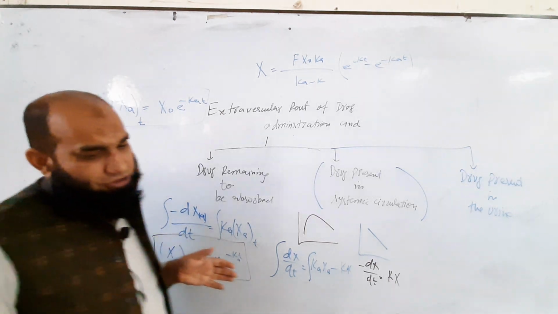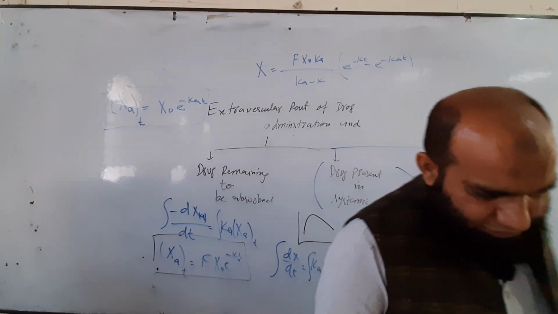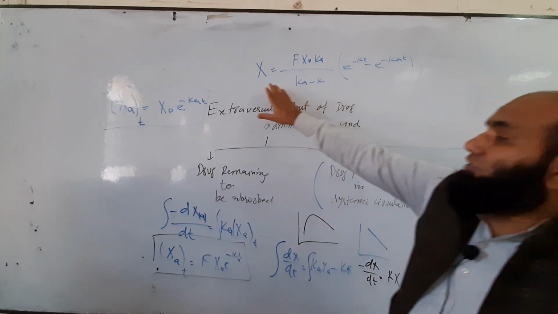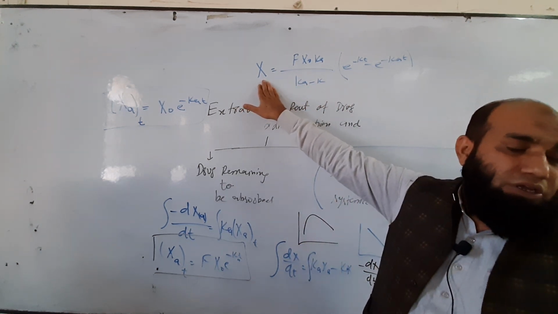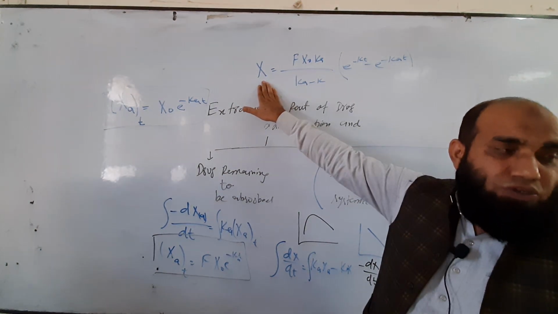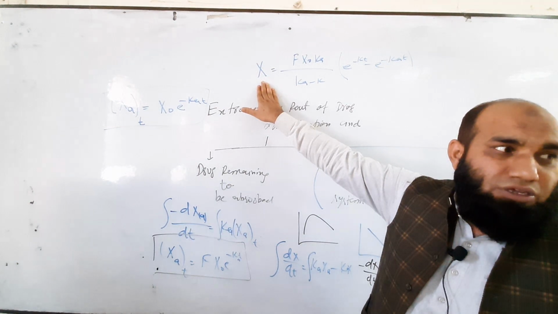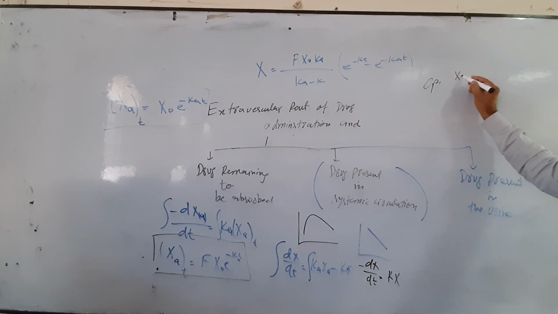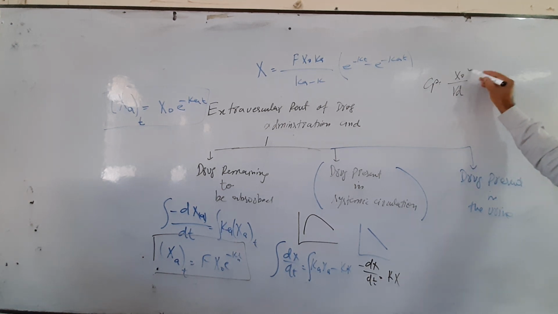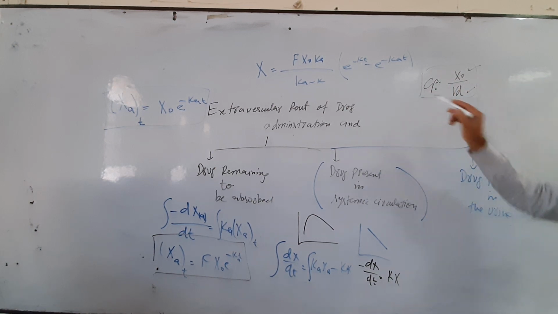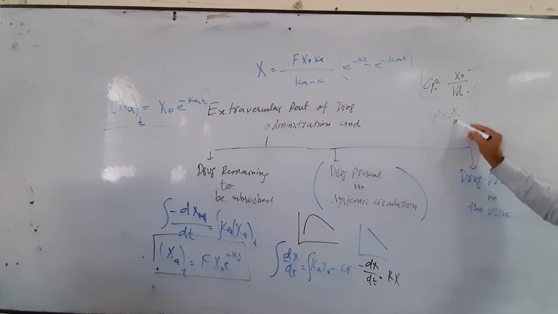How will it be changed? It will convert into another form. But first, I will move to another area where this X will be converted into Cp. Do you remember how we calculate the Cp from the X? We just divide X by the Vd. So Cp is equal to X naught over Vd. When we divide the dose of the drug by the volume of distribution, we get the Cp naught, the initial plasma concentration.